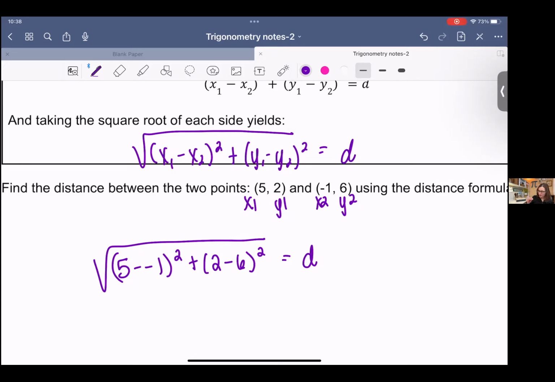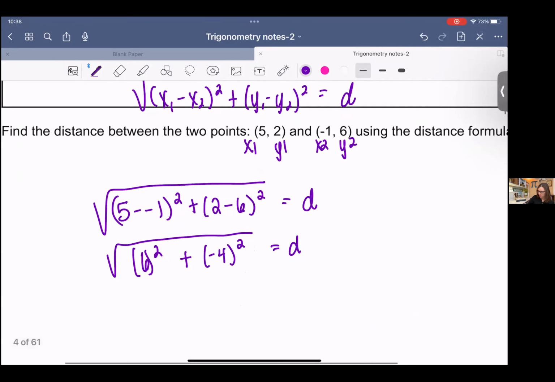5 minus -1 is 6. 2 minus 6 is -4. And we're going to square those.